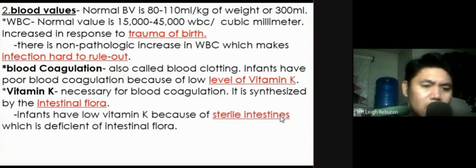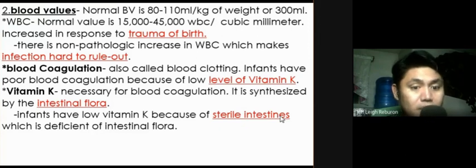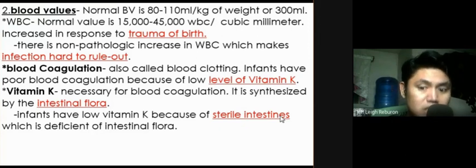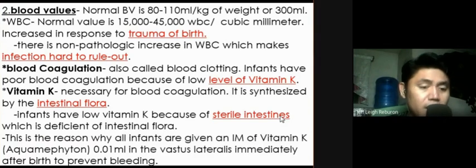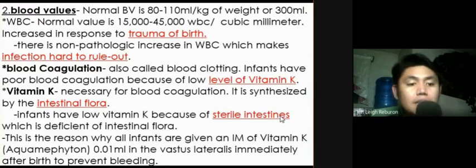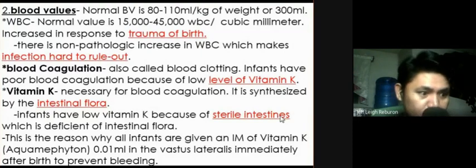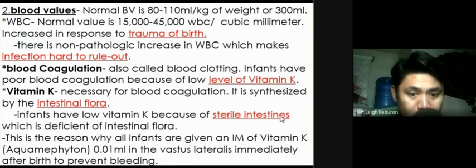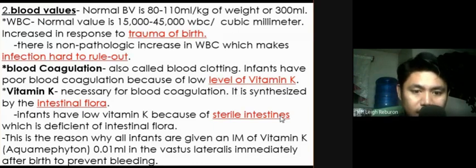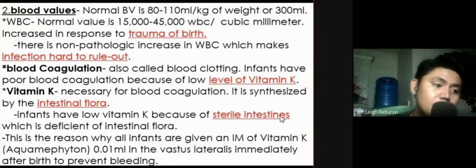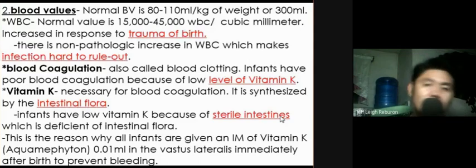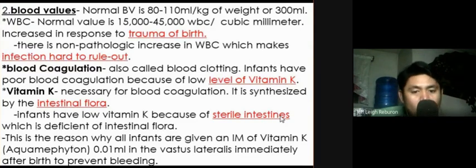So sabi dito, infants or newborns have low vitamin K because of sterile intestines, which is deficient in intestinal flora. Okay, this is the reason kung bakit tayo nagbibigay ng IM of vitamin K or the aquamephyton of 0.1 ml. Paki-change po yung nakikita nyo sa screen, 0.1 ml, and we inject it in the vastus lateralis immediately after birth to prevent what? To prevent bleeding. Kasi po si vitamin K, it is necessary for blood clotting or blood coagulation.